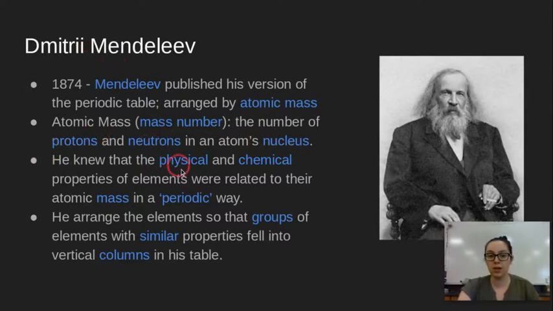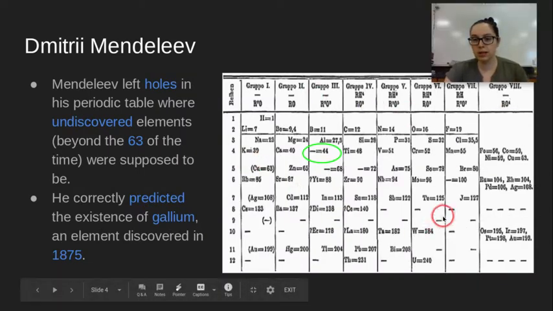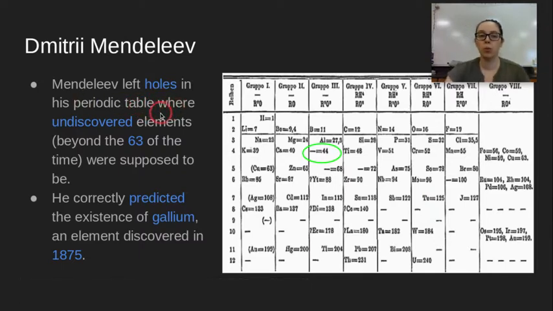He, being Mendeleev, knew that physical and chemical properties of elements were related to their atomic mass in a periodic way. He arranged the elements so that groups of elements with similar properties fell into vertical columns on the table. This direction is vertical, up and down. So what we see on this side is kind of what Mendeleev's periodic table looks like. What's interesting about this is that he left holes in his periodic table where undiscovered elements were supposed to be. This was beyond the 63 elements known at the time.